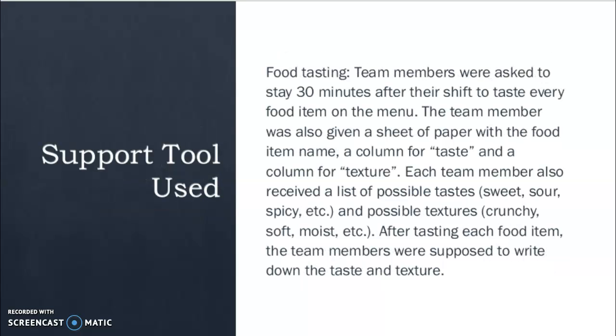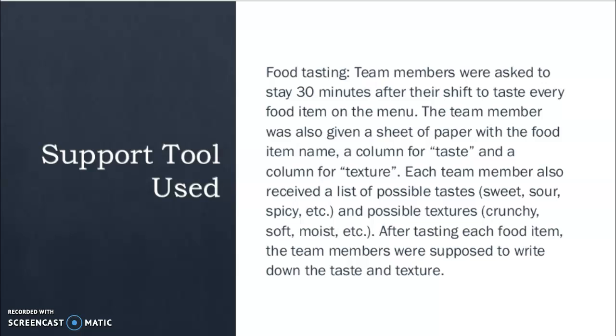The support tool that was used: food tasting was a support tool that was used in this case. Team members were asked to stay 30 minutes after their shift to taste every food item on the menu. The team member was also given a sheet of paper with the food item name, a column for taste, and a column for texture. Each team member also received a list of possible tastes, such as sweet, sour, spicy, etc., and possible textures: crunchy, soft, moist, etc.